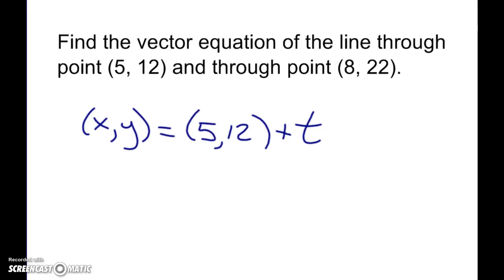So what vector goes from 5, 1, 2 to 8, 2, 2? How far is it from 5 to 8? 3. And how far is it from 12 to 22? 10. There it is. That's all it is. Gloriously easy.